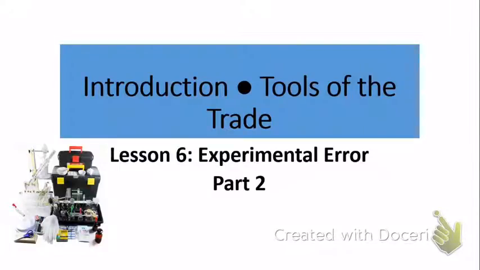All right, let's get started with Lesson 6, Experimental Error, Part 2. Now, in the first part of this lesson, we learned that experimental error exists in all labs, and there's no way that we're going to get around that. But there are certain ways to reduce experimental error. So in this lesson, we're going to learn what the sources of experimental error are and what we can do to reduce the experimental error in our labs.